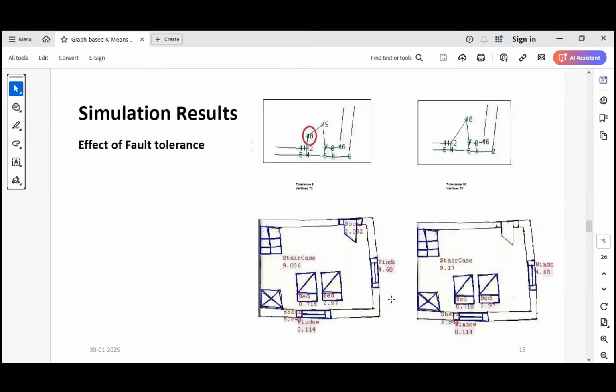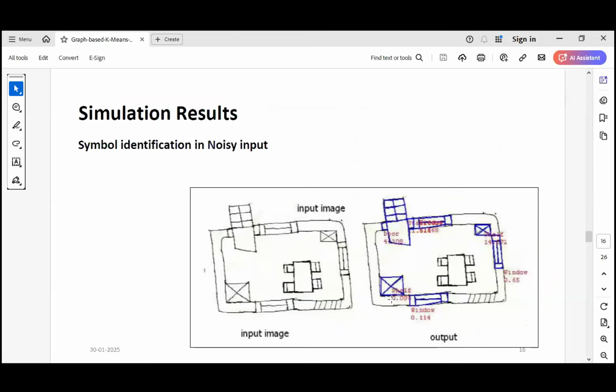Now there is a concept of fault tolerance. If the fault tolerance is quite promising, then all the vertices and edges are preserved and symbol identification becomes quite efficient. But if we move the fault tolerance factor to a certain extent below the maximum threshold, then we may lose some prominent features and symbol identification can be ineffective in that case.